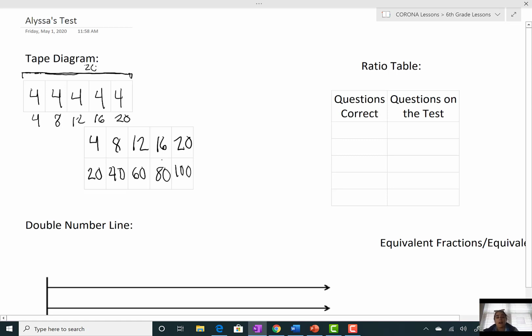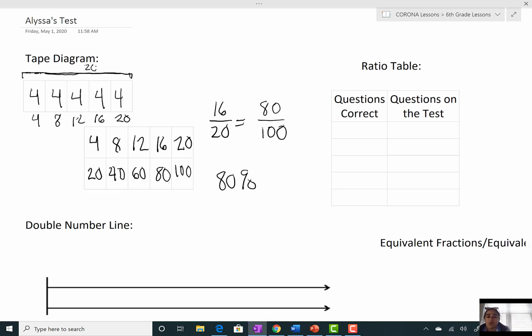So if Alyssa got 16 out of 20, that's an equivalent ratio with 80 out of 100, which gives me a percentage of 80%. So Alyssa got 80% on this test. Let's look at it another way, using a ratio table.